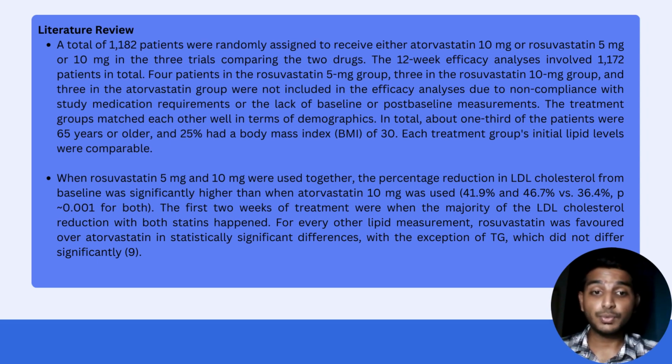So, with rosuvastatin, both 5 mg and 10 mg, the percentage reduction in LDL cholesterol from baseline was significantly higher than with atorvastatin 10 mg. So, this indicates that rosuvastatin was favored over atorvastatin in statistically significant differences, with the exception of triglyceride, which did not differ significantly.